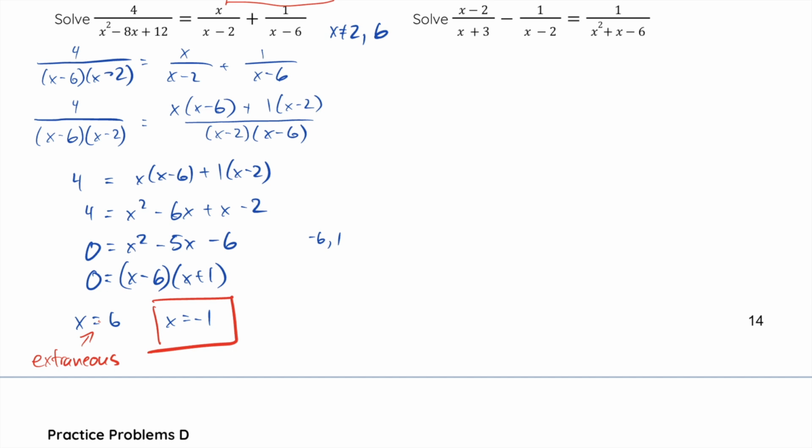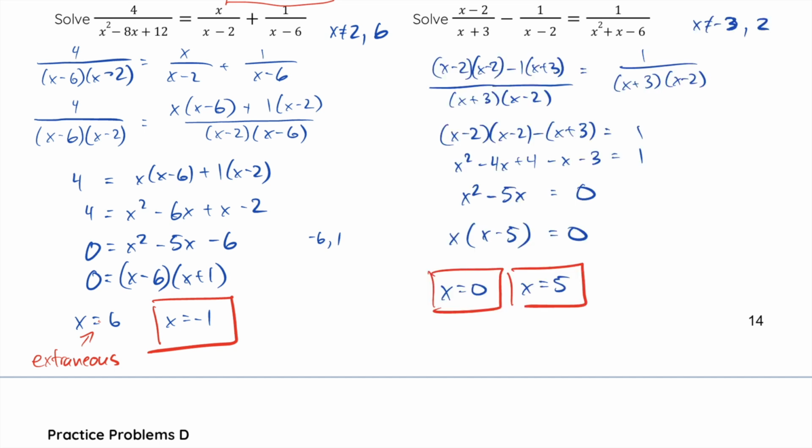Pause the video, try the one on the right. So in this scenario, we have our excluded values of negative 3 and 2. And when we simplify this down, we get two solutions of x is 0 and x is 5. And neither of those match our excluded values, so those are solutions to this equation.